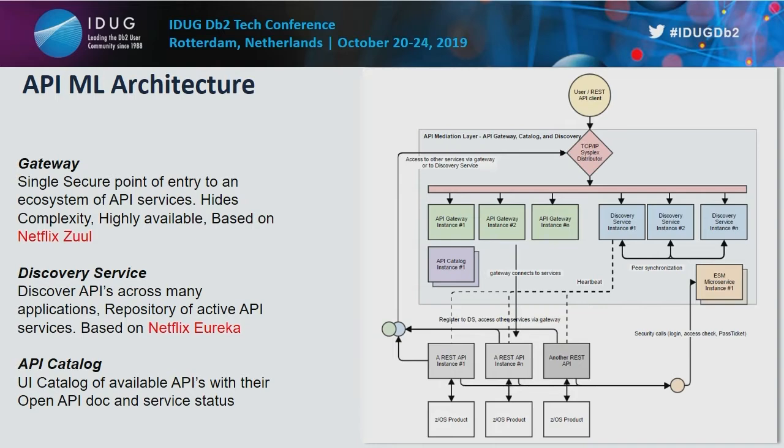In between REST API service and the discovery service, there is a heartbeat implemented so that you can see also the latest status of the service, whether it's up or down. So this is the architecture.